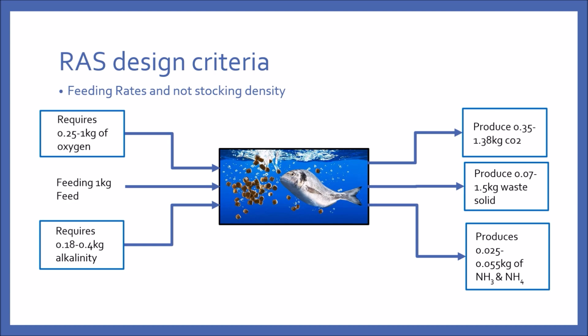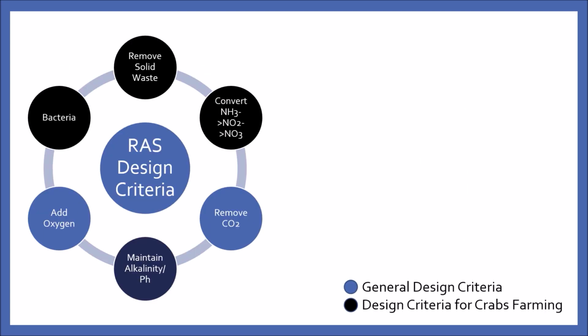Your RAS system design has to consider the following 6 points. Number 1, you have to worry about bacteria, as bacteria can be pathogens in general. Your system has to remove waste efficiently, convert ammonia to NO2 to NO3, and remove CO2 while maintaining alkalinity and pH and adding oxygen. These 6 points are general for any system. However, for crabs, we only have to worry about 4: pathogens in the form of bacteria and viruses, removing solid waste, converting ammonia to NO2 to NO3, while maintaining alkalinity and pH.